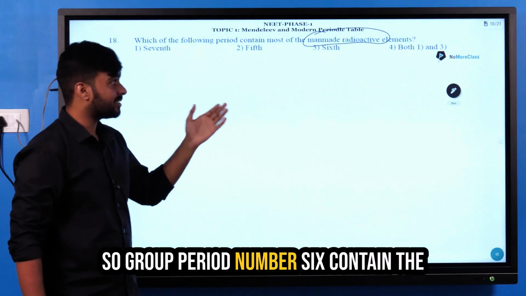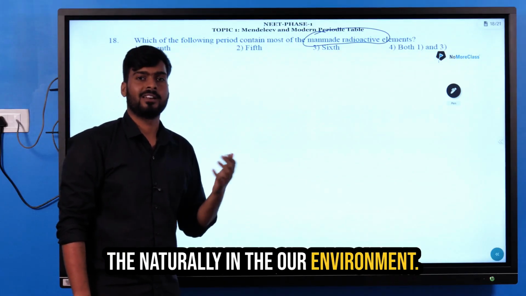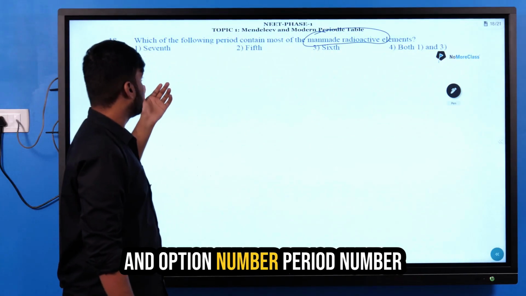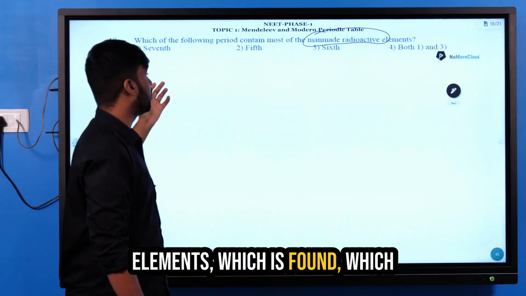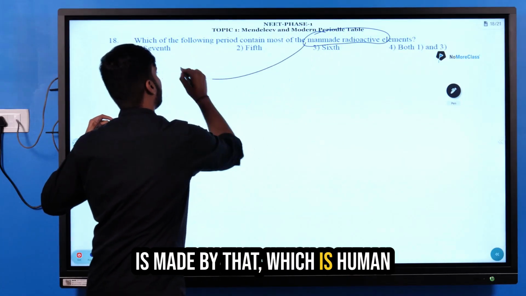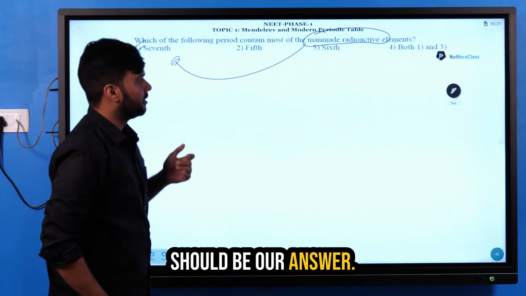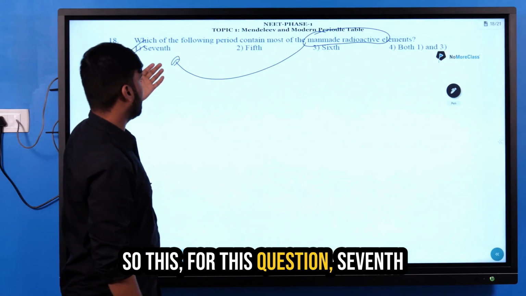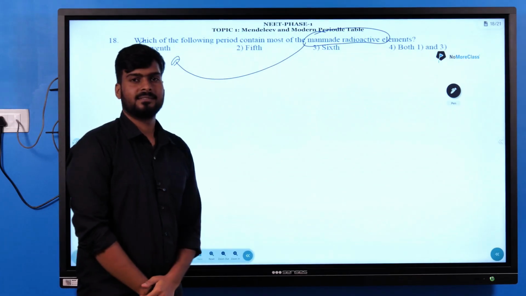So period number 6 contains the radioactive elements which are found naturally in our environment. And period number 7 contains the radioactive elements which are made by humans, which are man-made. So option number 1 should be our answer. For this question, 7th period should be our answer for the man-made radioactive elements.